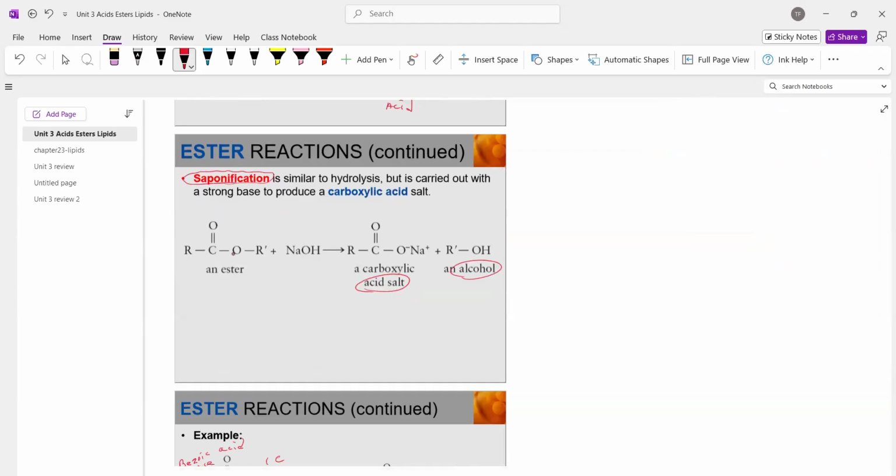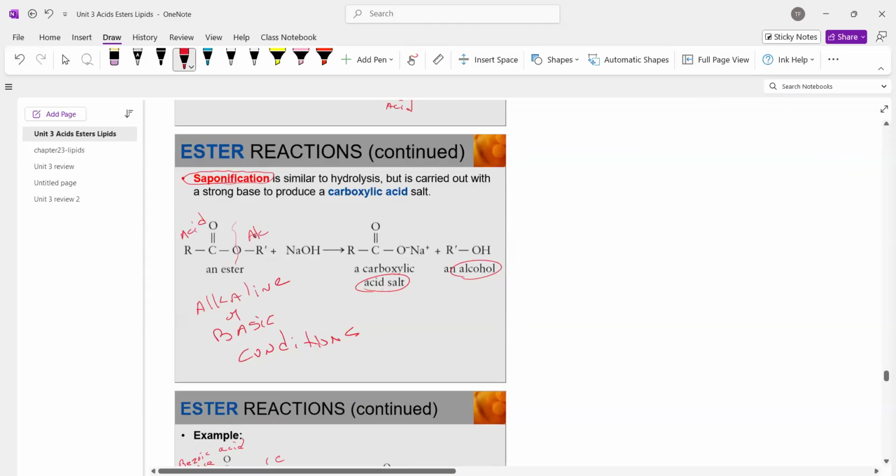So if you have an ester in alkaline or basic conditions, what's going to happen is we're going to form the acid salt and the alcohol. Again, this is the alcohol part, and this is the acid part, but it's going to end up being the acid salt because it's alkaline conditions.